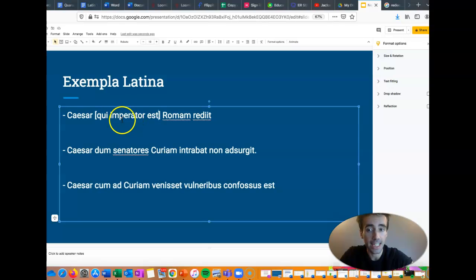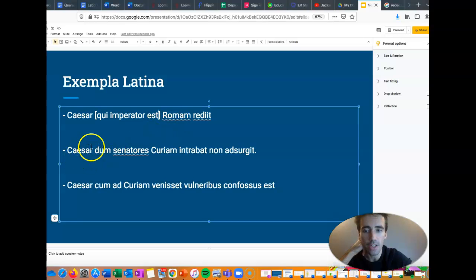before imperator in this context, and you could still understand, right? Because you would hear who is the emperor, and you know, okay, that idea is contained. Any other words here are going to be part of the main clause with Caesar. So you box this off, and then you have two clauses, Caesar Romam rediit and qui imperator est. So Caesar, who is the emperor, returned to Rome.